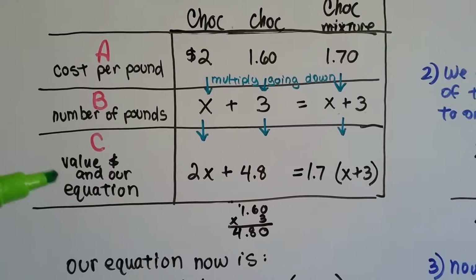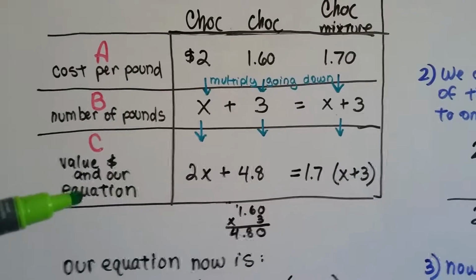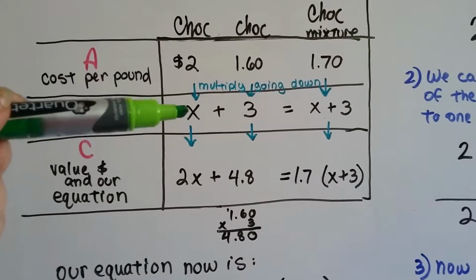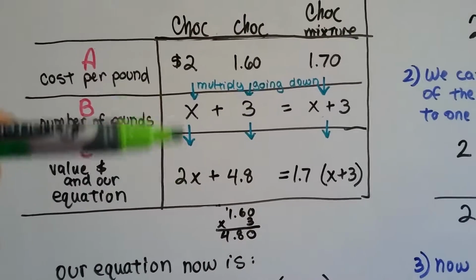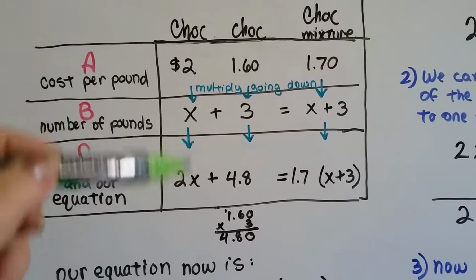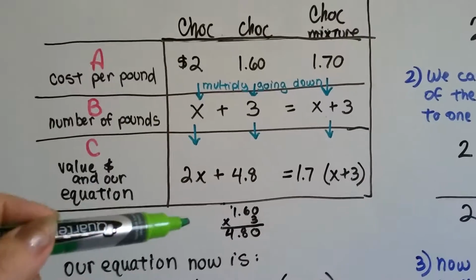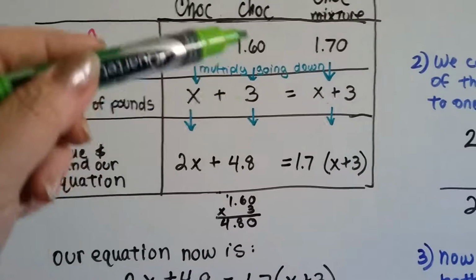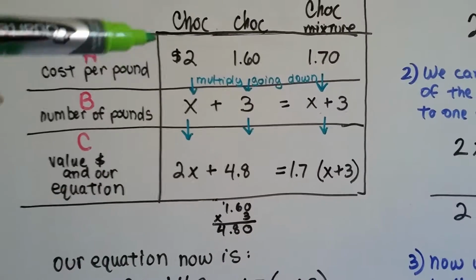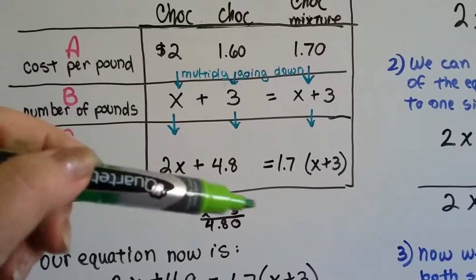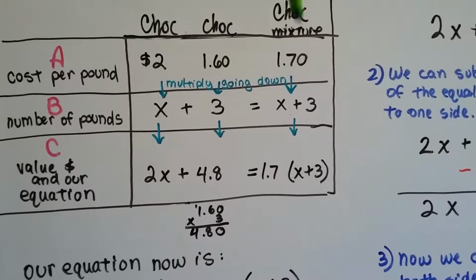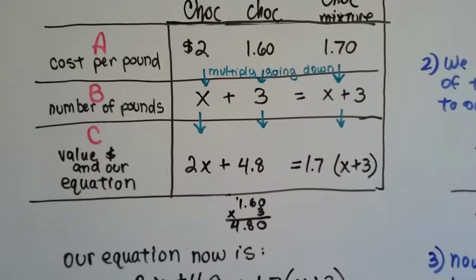The last row is the value in the dollar amount. If I bought $2 per pound chocolate and I bought 3 pounds, then it would be $6, wouldn't it? So this is going to depend on what x is, and it's the value that you're going to pay for all the chocolate pounds you're buying. Same with this one. So we're going to multiply, multiply, multiply going straight down all 3 columns.